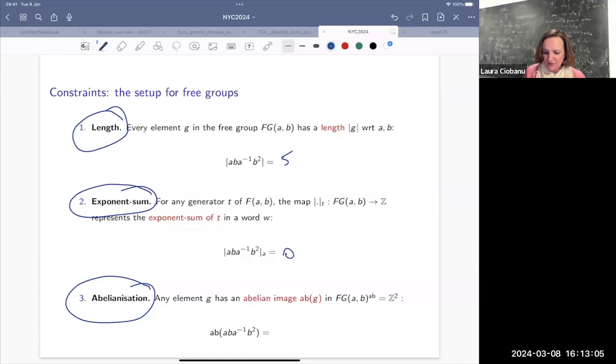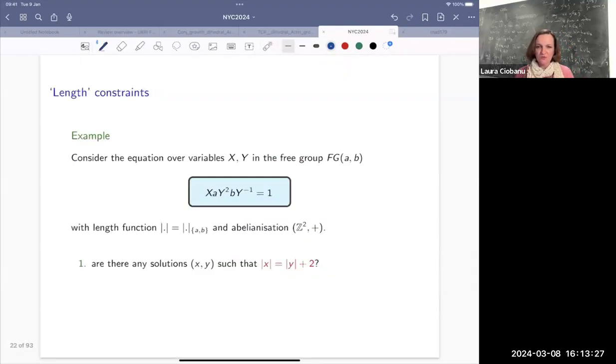And finally, if you do the abelianization of a free group, you get Z squared. And then here I have my element. What's the abelianization? Well, all the a's die out, and there's a b cubed. So what is it? (0, 3). So these are the 3 things I'm going to focus on.